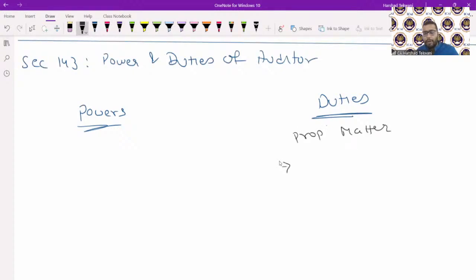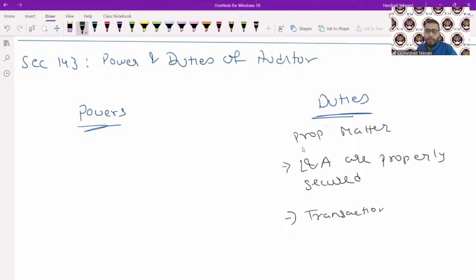It is a responsibility of the auditor to look into these matters. First, whether loans and advances are properly secured. Second, whether transactions are only book entries, like if there is no actual transaction, only represented by book entries, so transactions are only recorded as book entries.